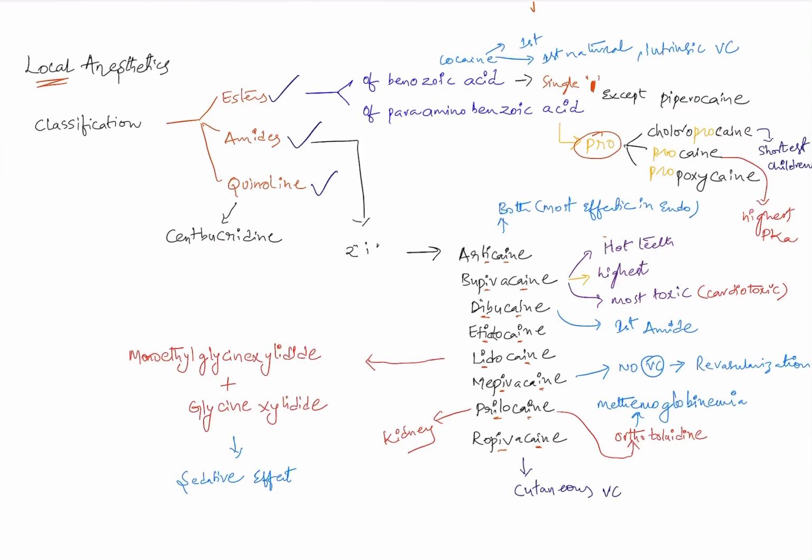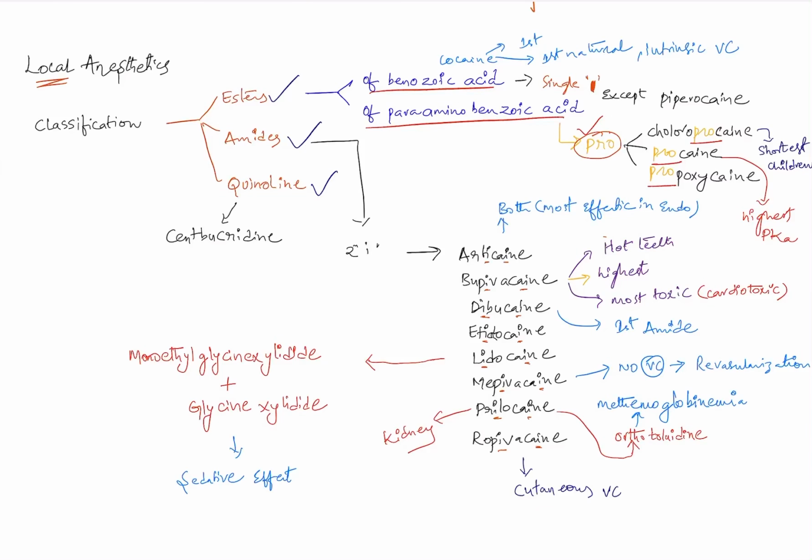Coming to esters, they are subdivided into two types: esters of benzoic acid and esters of para-aminobenzoic acid. The esters of para-aminobenzoic acid are easy to identify because they have the letters pro in them. You can see all the examples: chloroprocaine, procaine, proparacaine. These are the three examples which come under the subclass esters of para-aminobenzoic acid.